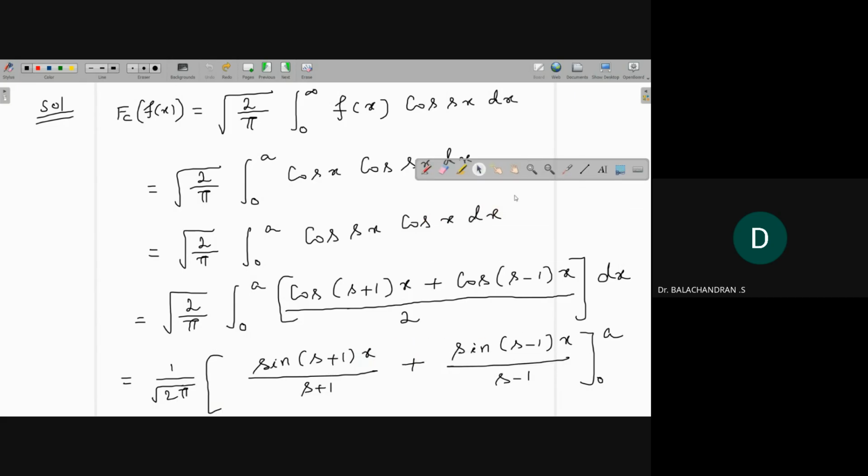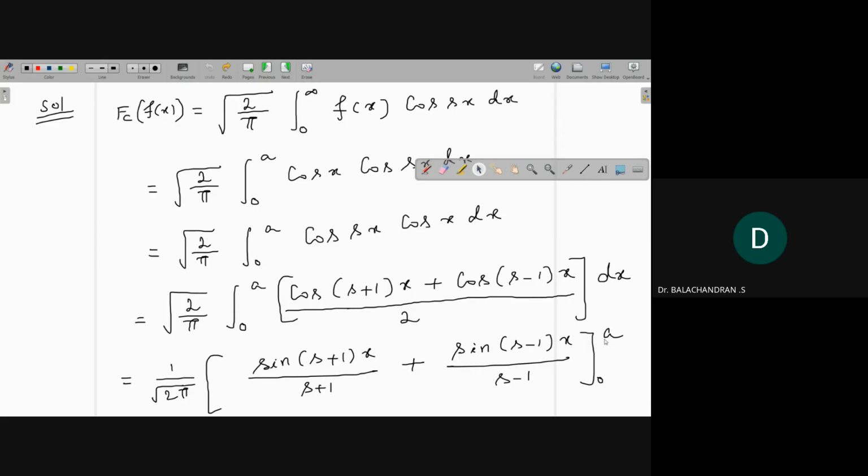Okay. The next step is integration. If you integrate, it's actually what? Here we have 2. So if we simplify this, you'll get what? 1 by root 2 pi. If you integrate cos (s+1)x, you'll get what? Sin (s+1)x by (s+1) plus sin (s-1)x by (s-1).